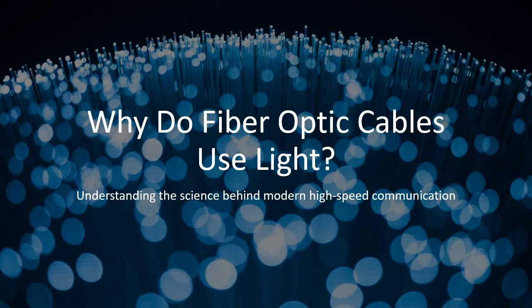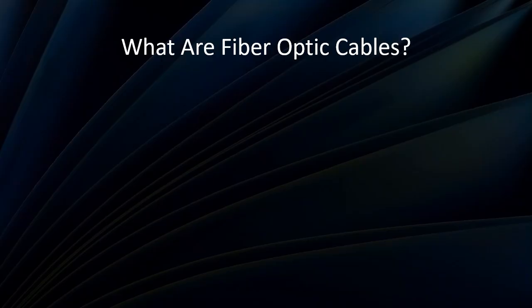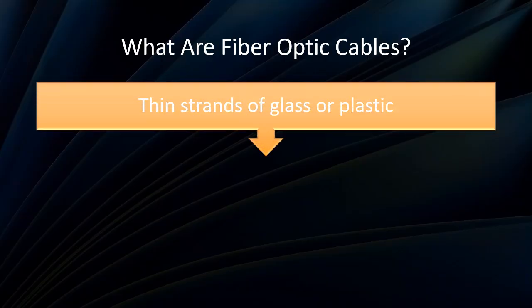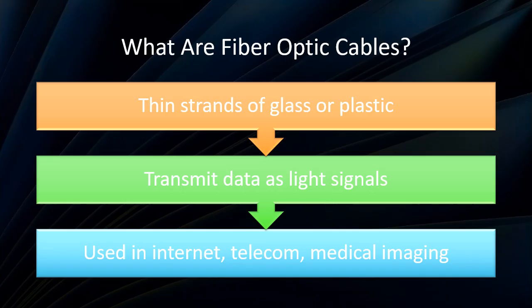What are fiber optic cables? Fiber optic cables are extremely thin strands made of glass or plastic. They transmit data not as electrical signals, but as pulses of light. These cables form the backbone of modern technologies such as the Internet, telecommunications, and even medical imaging.